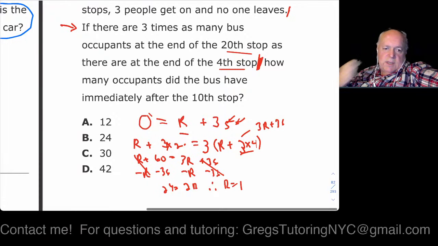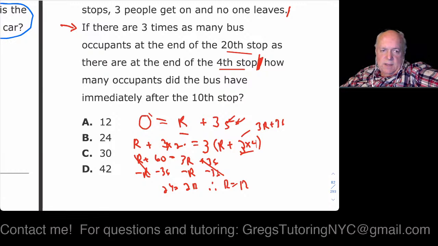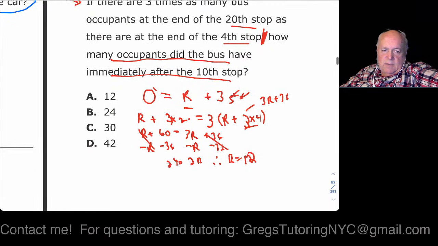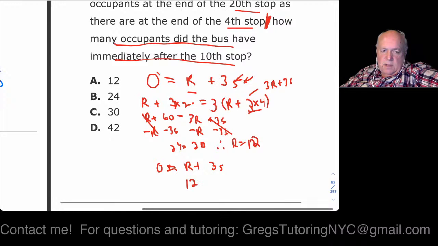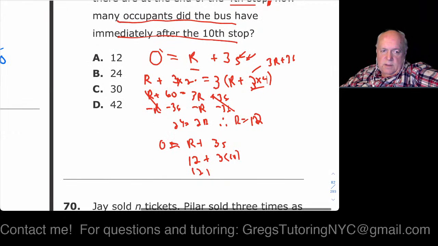R is the original number of occupants, that's 12. Now they're asking how many occupants did the bus have immediately after the 10th stop? If we follow the same thing, the number of occupants is equal to R plus 3 times the stop number. That's going to be 12, what we just computed, plus 3 times 10. So we get 12 plus 30, and that gives us 42, which would be our answer.